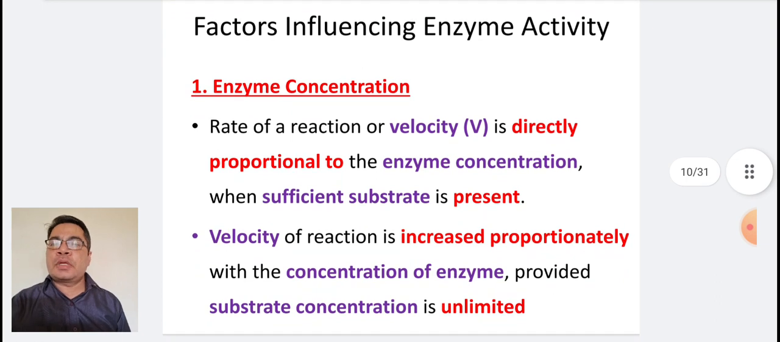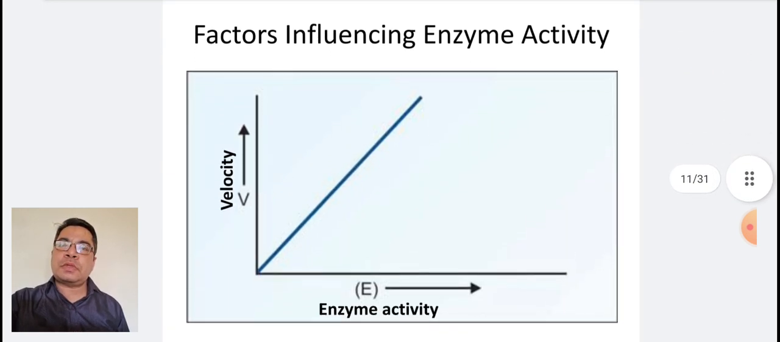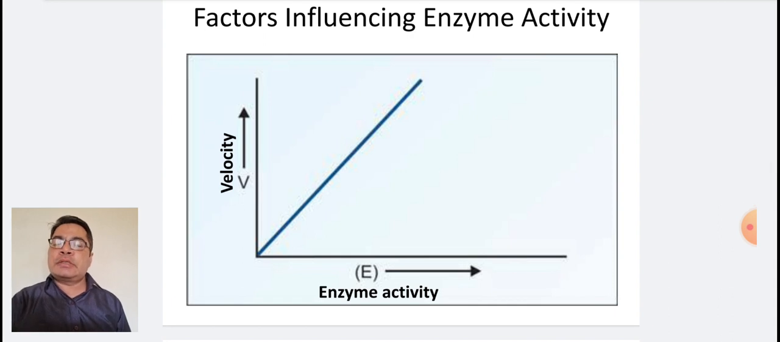Coming to the first, enzyme concentration. The rate of reaction or velocity is directly proportional to the enzyme concentration when sufficient substrate is present. Velocity of reaction is increased proportionately with the concentration of enzyme provided substrate concentration is unlimited. In this graph we can see that enzyme concentration is plotted against velocity, where substrate concentration is unlimited, showing a straight line with a slope.